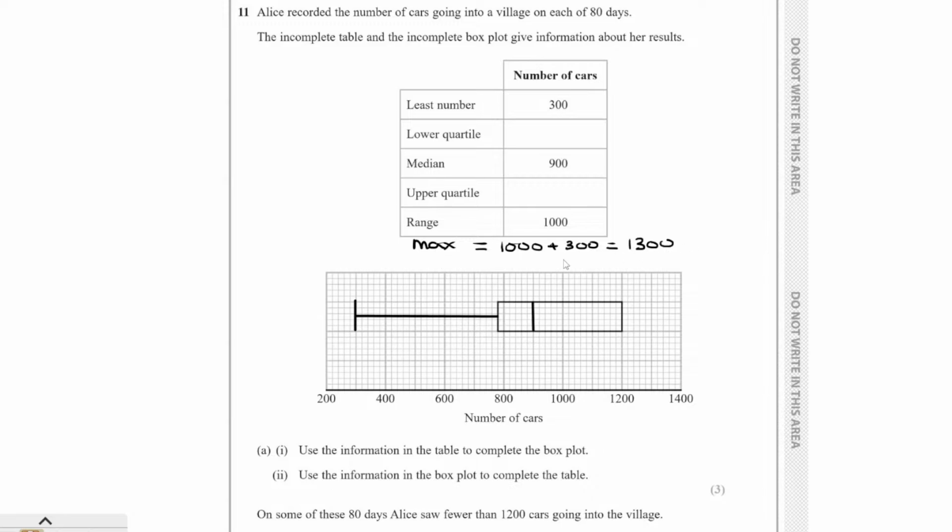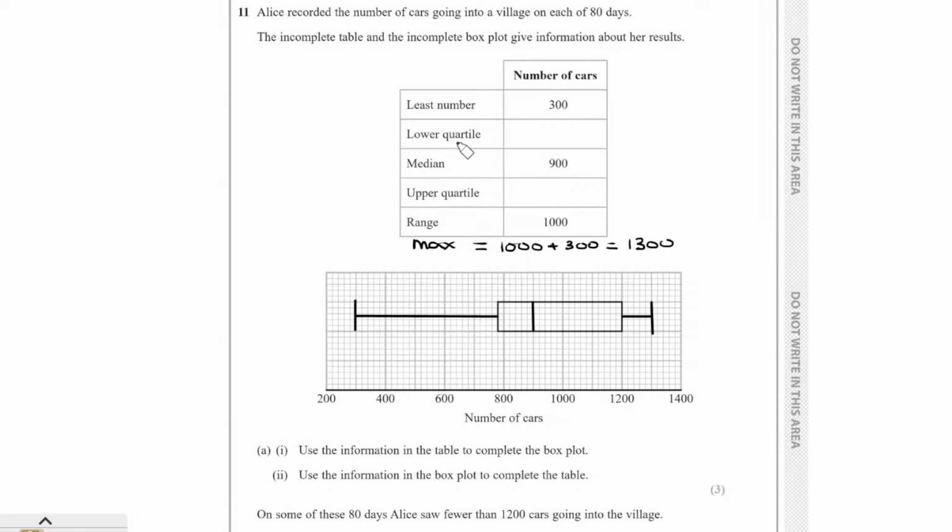So do you see how the greatest or the maximum would actually be 1300? Obviously it has to be bigger than the upper quartile, this 1200, so we know that makes sense. So plot that on, and obviously make a tail, kind of whisker thing there. So that's part A. We've actually completed the box plot, but now we need to complete the table.